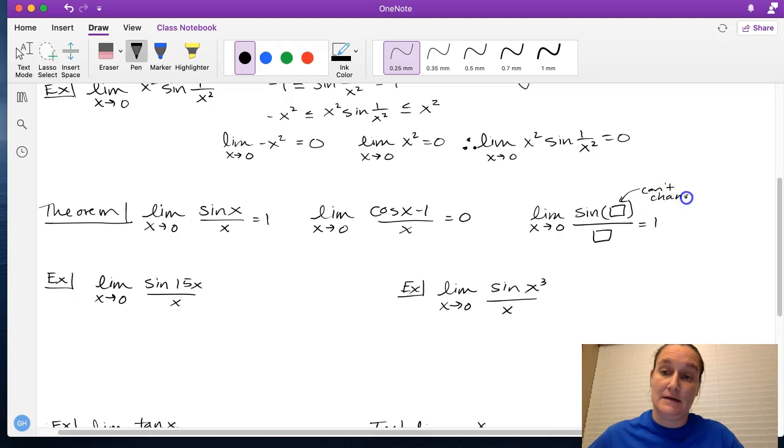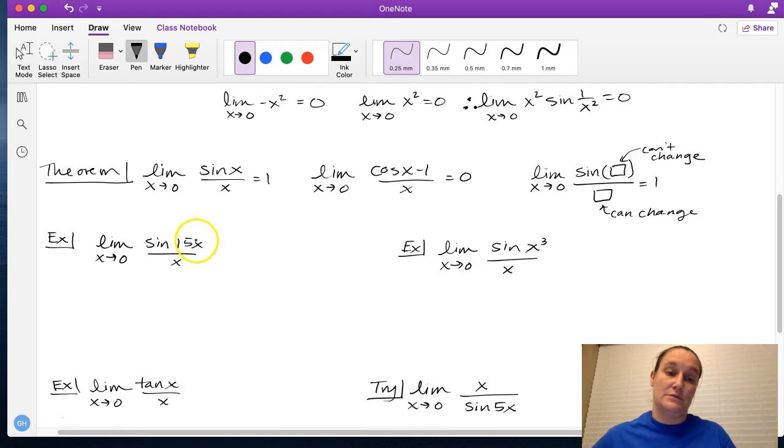It's inside of the sine function, and sine is a function. You can't take things inside and outside of those parentheses. You can change this. All right, so you want to figure out how to change that. So this first example is a pretty basic one.